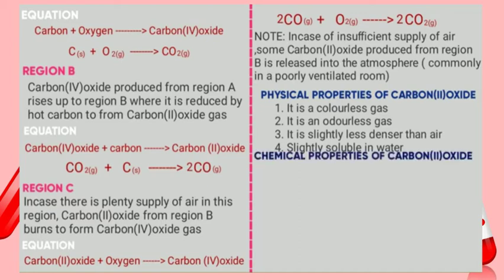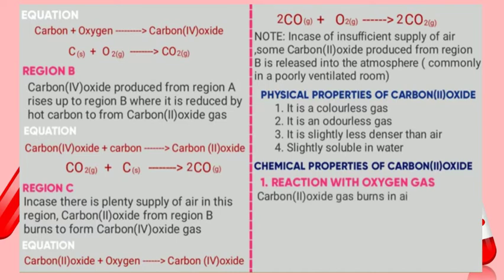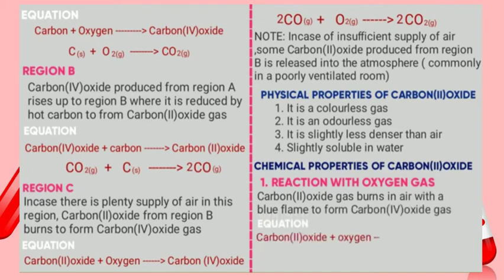Now chemical properties include: 1. Reaction with oxygen. Carbon 2 oxide burns in air with a blue flame to form carbon 4 oxide. Chemical equation: CO gas plus oxygen gas arrow CO2 gas. To balance the equation, place 2 where there is CO and 2 where there is CO2.